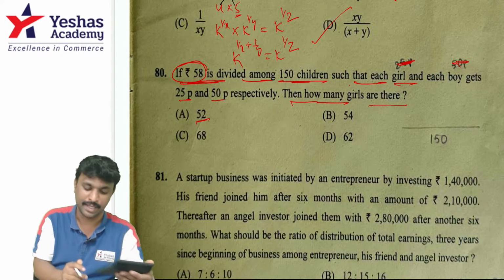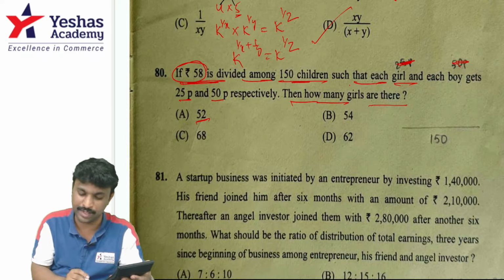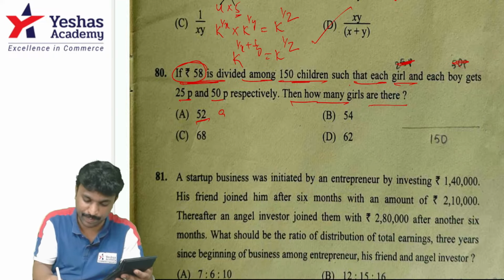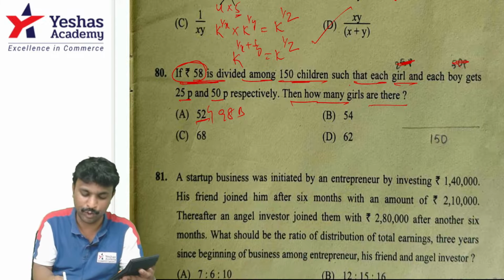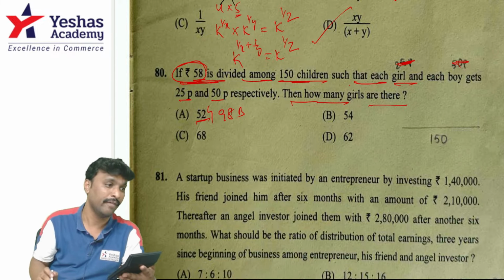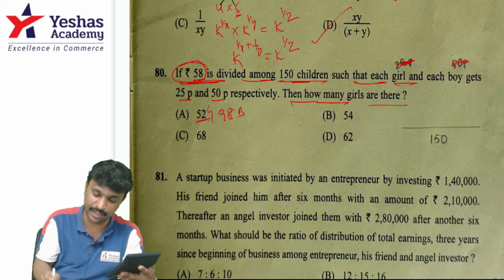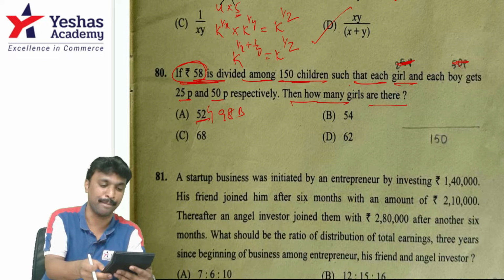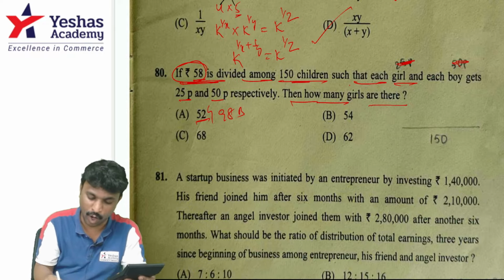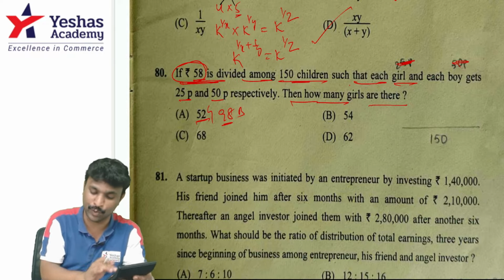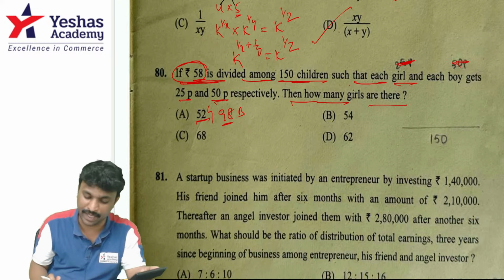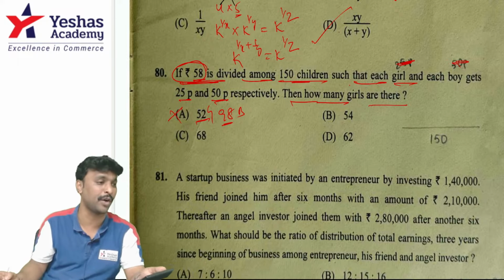The number of girls is in the options. Suppose if I hit 52 as the number of girls, how many boys will be there? 150 minus 52, 98 boys will be there. 52 girls and 98 boys. Now, total amount we have to cross check whether it is 58 or not. 52 into each girl gets 0.25 rupees, 25 paise means 0.25 rupees, plus 98 into each boy gets 50 paise, that means 0.5. It becomes 62. It is not 58. So it's not option A.